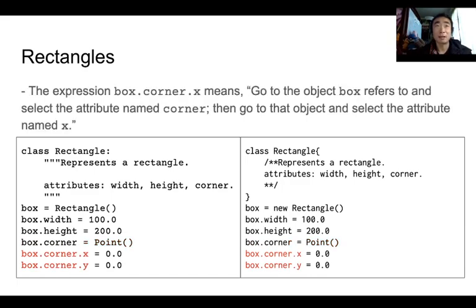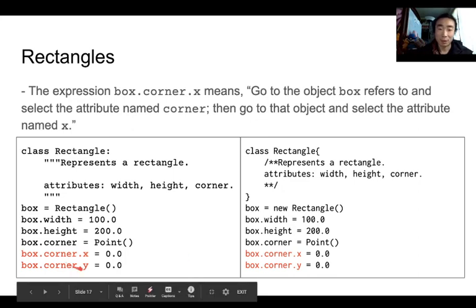And so that layering, that level of embedding, goes one level deeper, and this is the last point that's new. Okay, this expression looks a bit funny, box.corner.x equals 0. So in English, that translates to: go to the box object, go to the attribute that box owns called corner, then go into corner and go into that attribute called x, and then set it equal to 0. So you can imagine it goes from big down to small. Box contains the corner, which contains the x. And the same idea happens here.